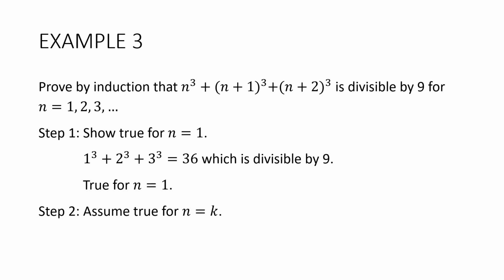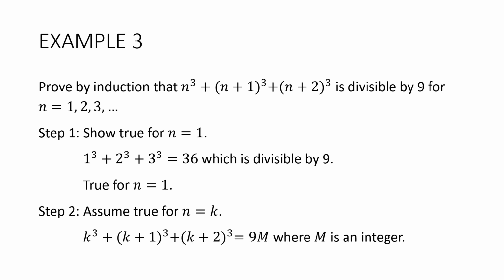Now let's assume it's true for n equals k, and we'll substitute k for n. So k cubed plus k plus 1 all cubed plus k plus 2 all cubed is equal to 9m, where m is an integer.